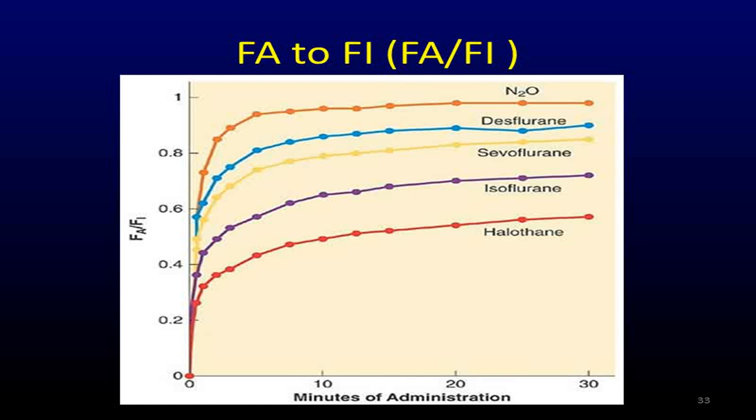If you're delivering 6% desflurane, you know that at 6% desflurane, that is what is going to keep someone from moving, right? 50% of the people, 6%. Now, we are delivering one MAC of agent in this example. One MAC, 6%. Are we going to reach MAC in this example in the body? No, but you get close.